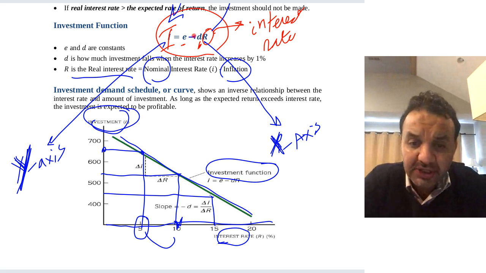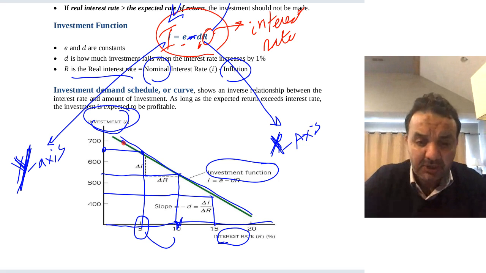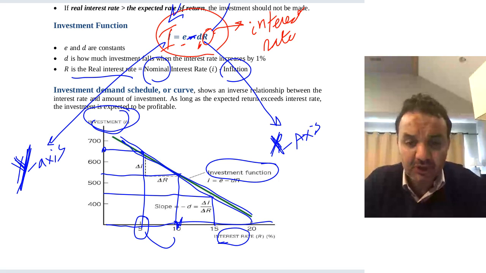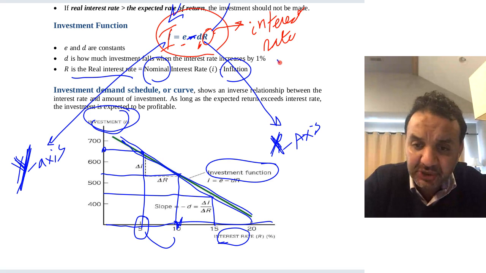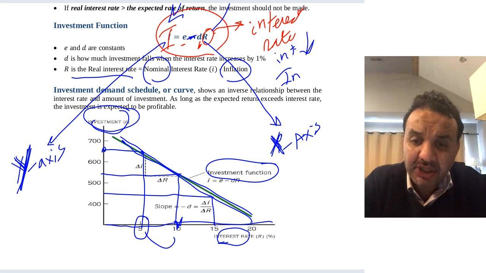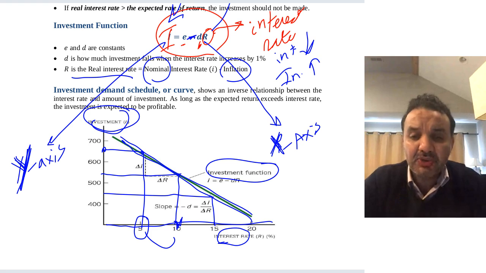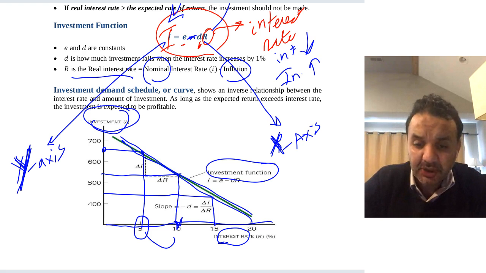As you can see, this is negatively sloped. Why is it negatively sloped? Because whenever the interest rate is low, we should expect that investment will be high. So there is a negative relation between interest rate and investment.